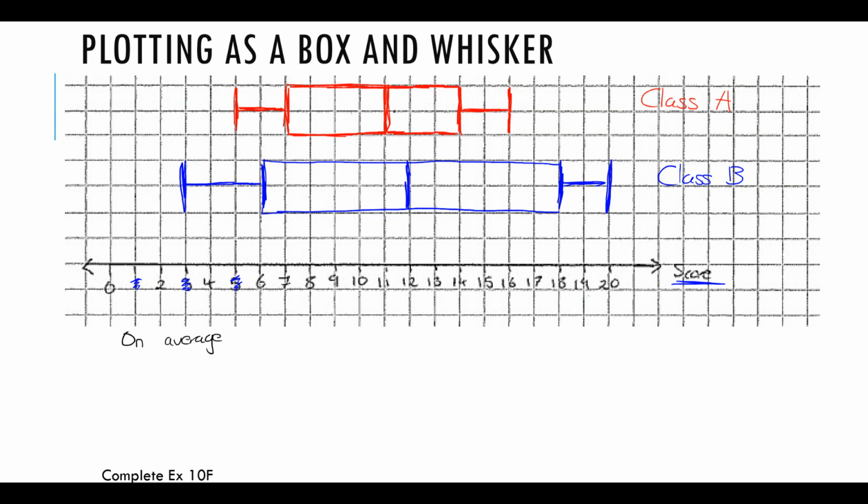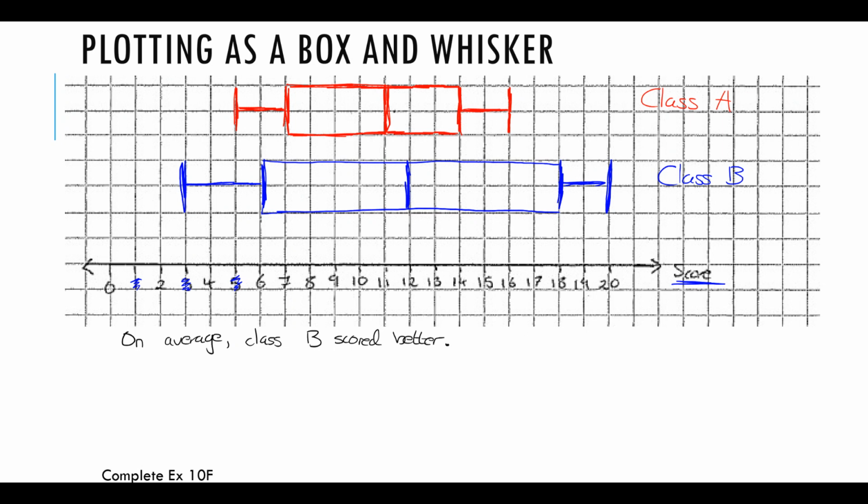one example of that is the median. So if we compare the 2 medians, Class B's median was 12, Class A's median was 11. So on average, Class B scored better. So Class B's teacher might say, great, my class was better on average.